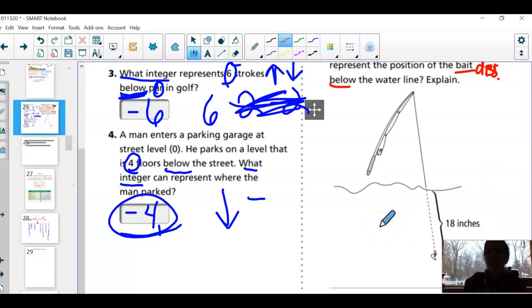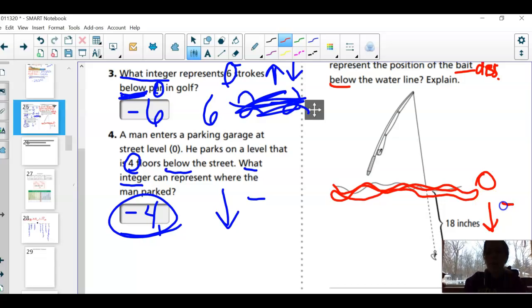If you said this is the level of the water, este es el nivel del agua, that would be 0. I'm going down, so that's going to be negative, and my number is 18. So my answer would be negative 18. Okay, what do you think?